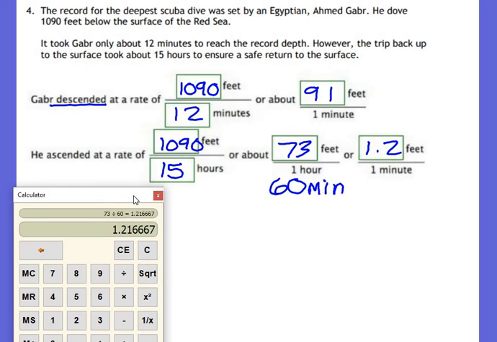So let's recap. Descending, 91 feet per minute. He went up 1.2 feet per minute. Look down at these squares on the floor. That's 1 and a little bit more of a square per minute. That's like slow. And that's what he had to do in order to come up safely.